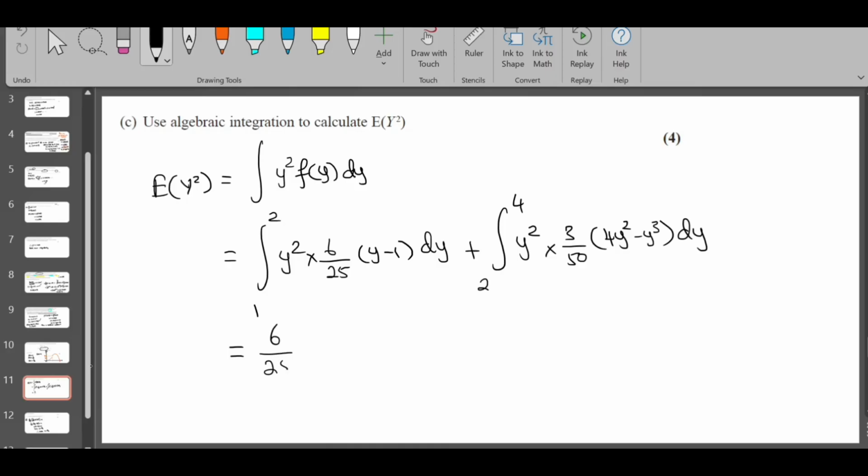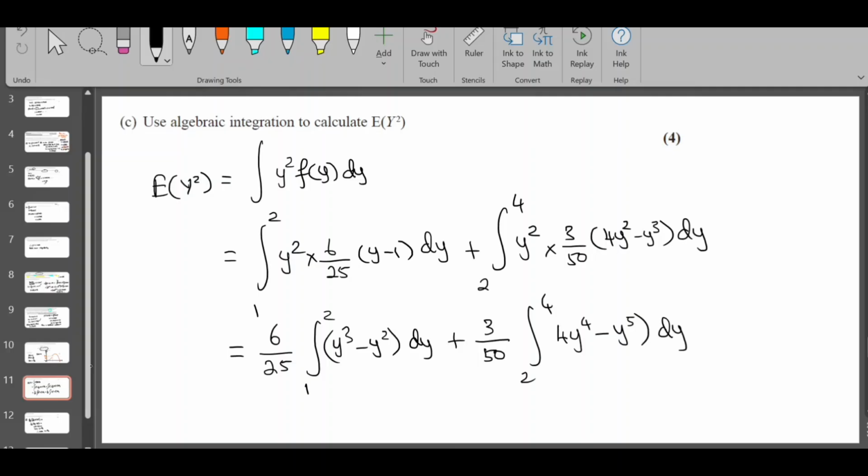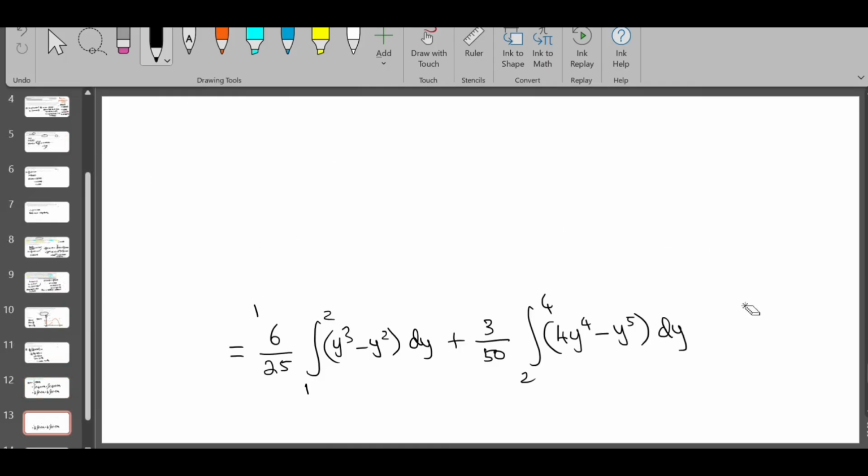We need to integrate and sub in the limits. Keep 6 over 25 outside. You will get, open the bracket, y cube minus y square dy plus 3 over 50 integral 2 to 4, 4y power 4, if you open the bracket, minus y power 5 dy. Now we need to integrate this, sub in the limits. Okay, we are at this step, so I'm gonna integrate it first. 6 over 25, y to the power 4 over 4 minus y cube over 3.